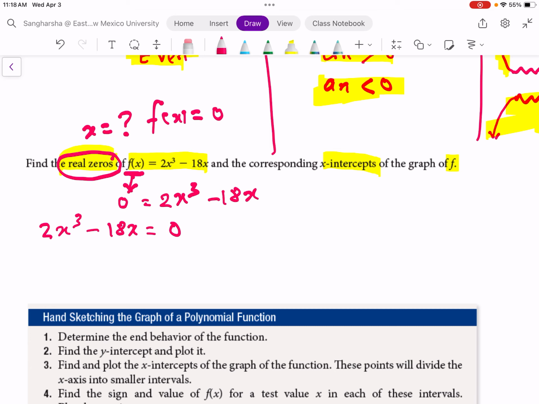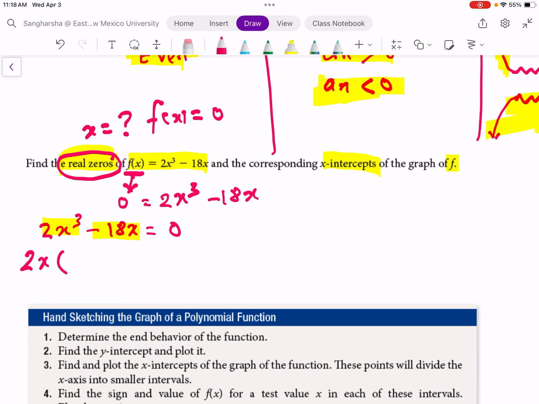Now, is there any way we could factorize our left side? Do we have any common factor in both of these two terms? 2x. So let's factor out 2x. This is the common factor. If we factor out 2x from 2x cubed, what is left there?